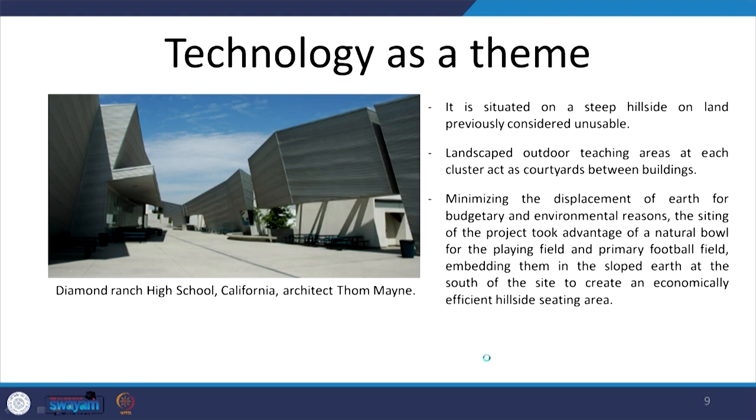Now, this particular example is Diamond Ranch High School in California by architect Tom Mayne. And here, the choice of materials, the choice of structural system, the choice of systems used for creating thermal comfort inside the building all have been enabled through the use of high-end technology. Yet, the design, the way buildings were oriented, the way site was used, the placement of the buildings, was derived, motivated from the traditional architectural systems, solutions.